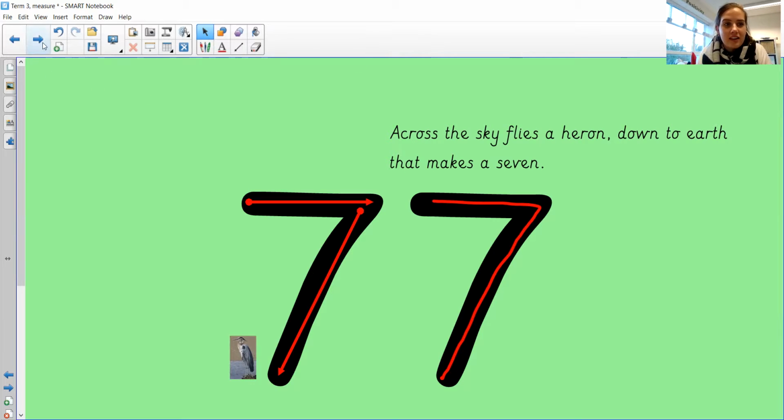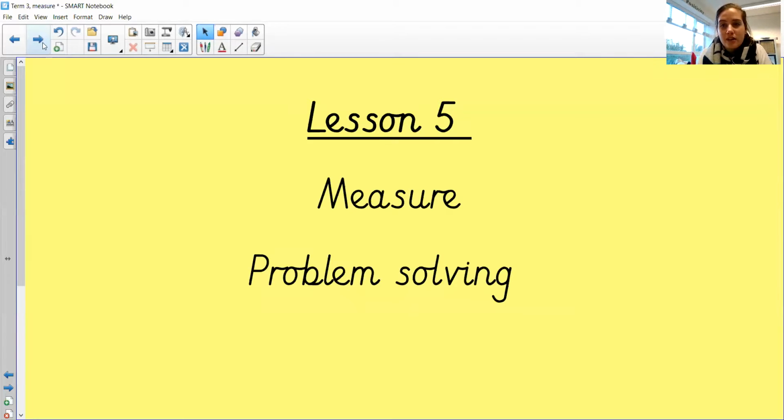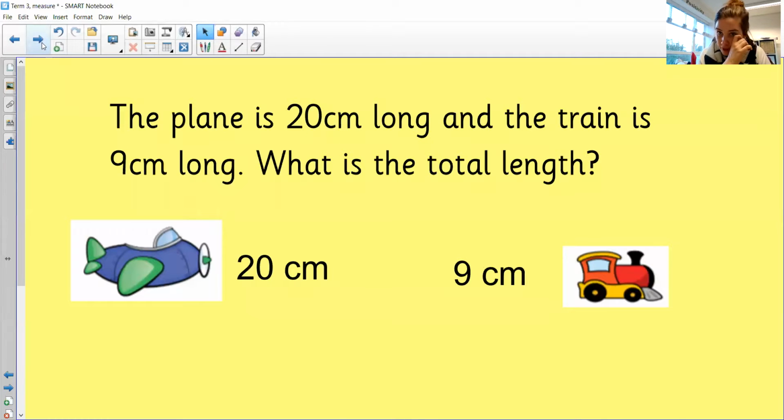Well done. Excellent stuff. Okay, so we're going to do a bit of problem solving today with measure, but we're also going to combine it into drawing a model to help us. So the plane is 20 centimetres long and the train is 9 centimetres long. What is the total length? So we need to add them together.